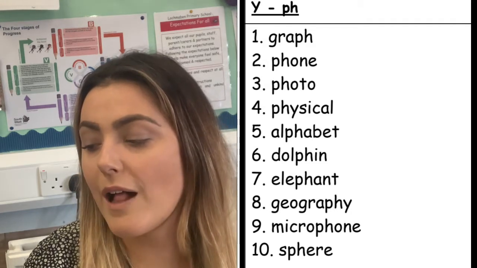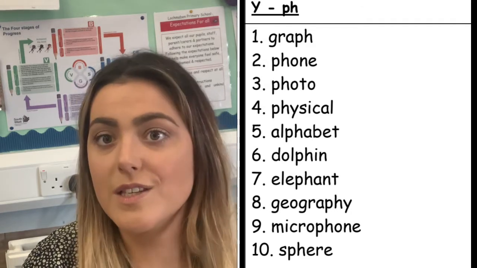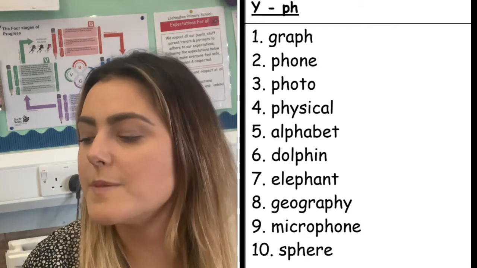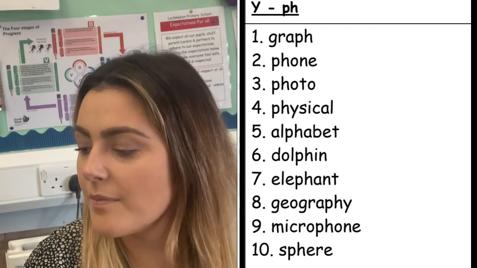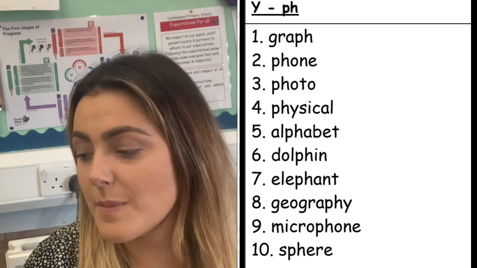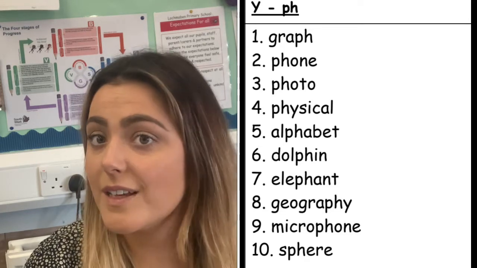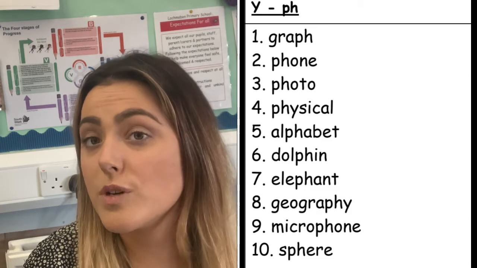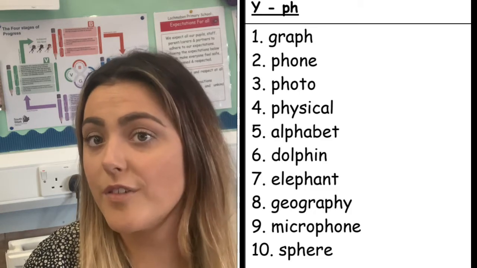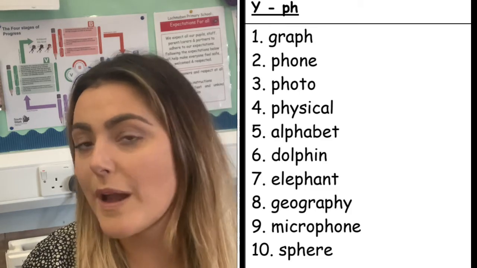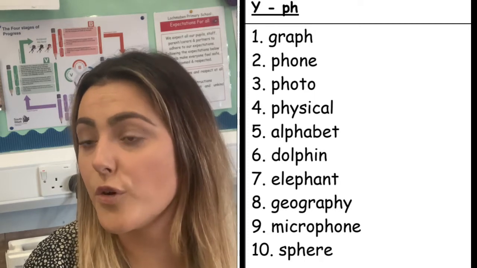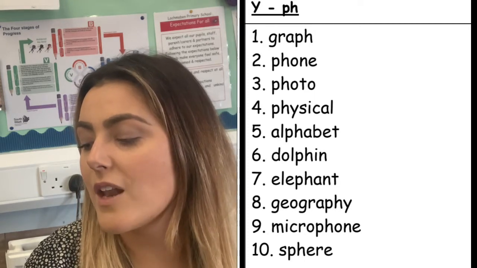Number 5, we've got alphabet. Again, it sounds like an F. That one's quite commonly misspelled as well. People put an F in there by accident. Dolphin, so it's in the middle of the word again there. Elephant again. Geography towards the end this time, but still making that F sound. Then we've got microphone, so that F, so it's just the phone on the end of the micro. And then we've got sphere.